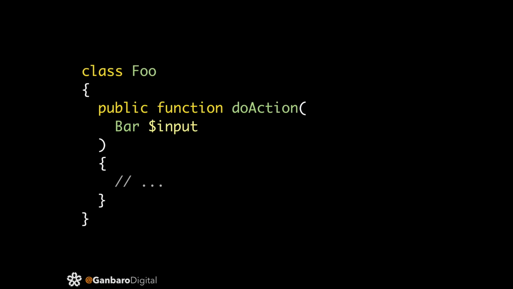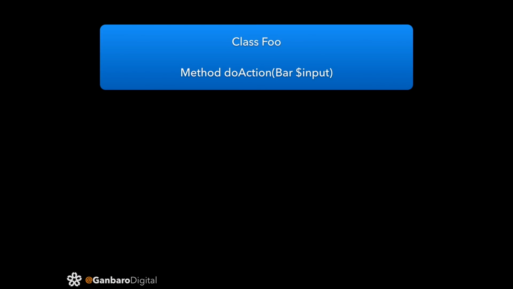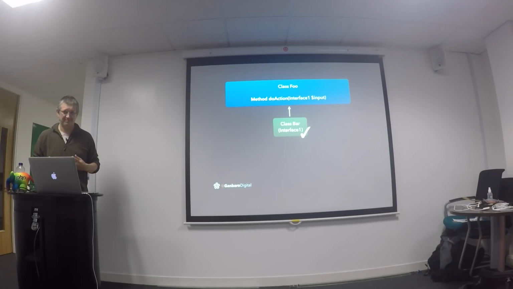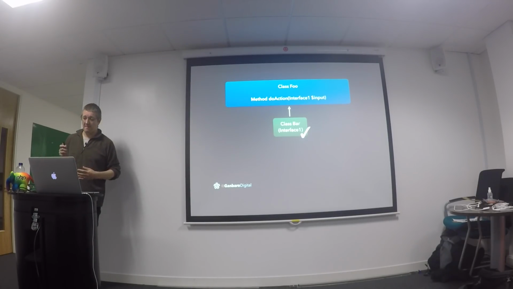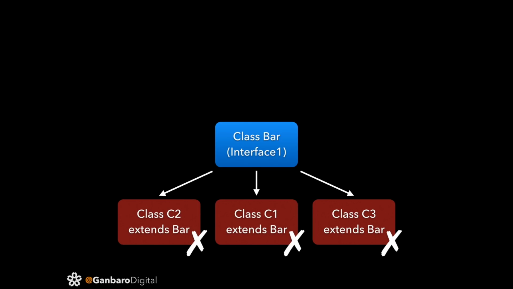Yep. But now our method, instead of accepting type bar, accepts type interface 1 instead. Anything that implements that interface can now go into our method. So here's our diagram from earlier, but now it's accepting an interface. Our value object, if it doesn't implement an interface, now gets rejected. It has to implement the interface in order to be accepted. So we've now made a change there. We still can't create subtypes of our class, our value object. We can't do it. It's still not allowed.